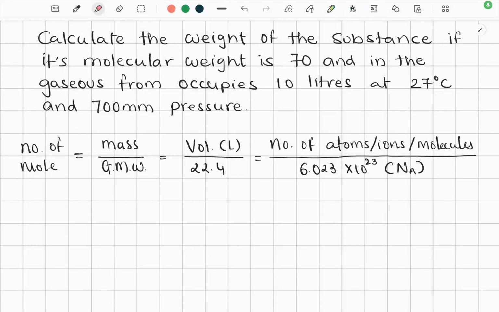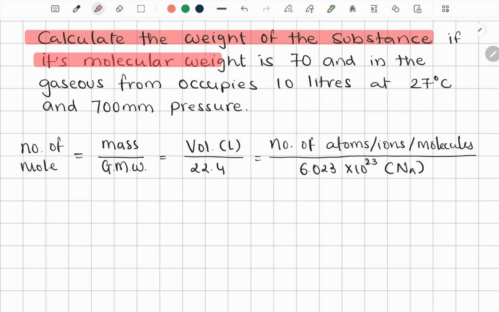Try to solve this question. So in this question it's been asked: calculate the weight of a substance if its molecular weight is 70 and in the gaseous form it occupies 10 liters at 27 degrees Celsius and 700 millimeter pressure.